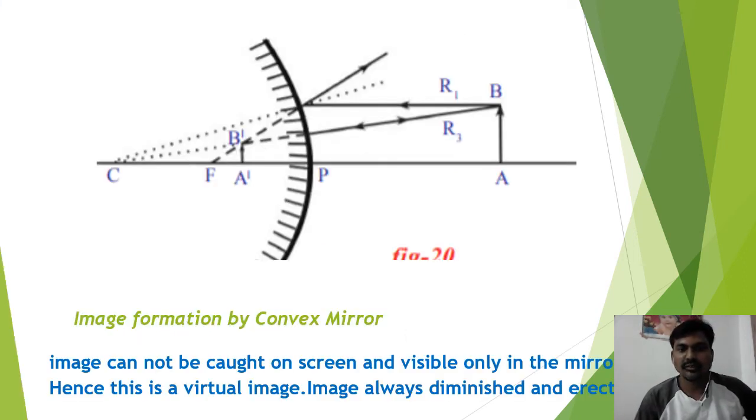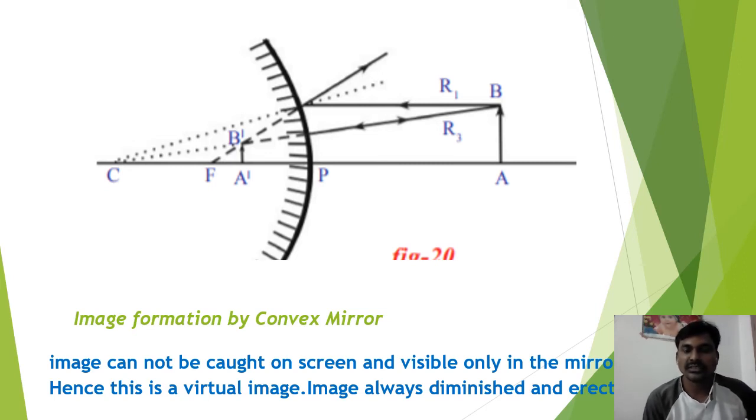Here we see image formation by a convex mirror. The image cannot be caught on a screen and is visible only in the mirror. Hence, this is a virtual image. The image is always diminished and erect.